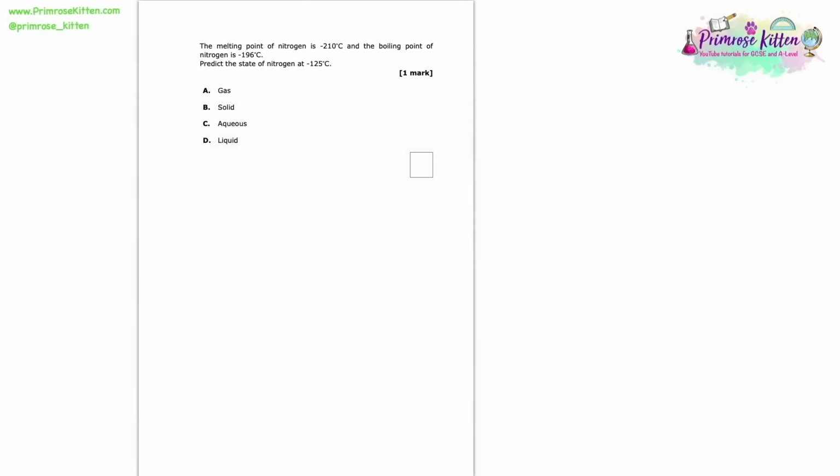Here we're told that the melting point of nitrogen is minus 210 degrees C and the boiling point of nitrogen is minus 196 degrees C. Here we're asked to predict the state of nitrogen at minus 125. So let's just visualise this here. So we know that the boiling point of nitrogen is minus 196 degrees C. Now that there is the temperature at which we're going to change from a liquid to a gas.